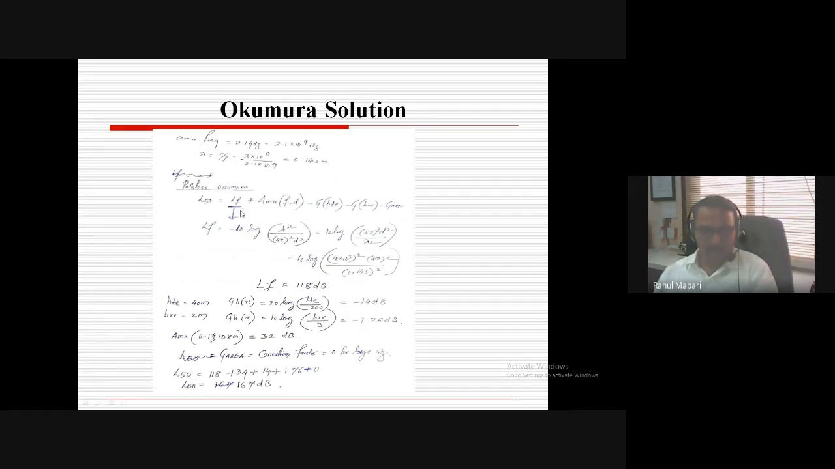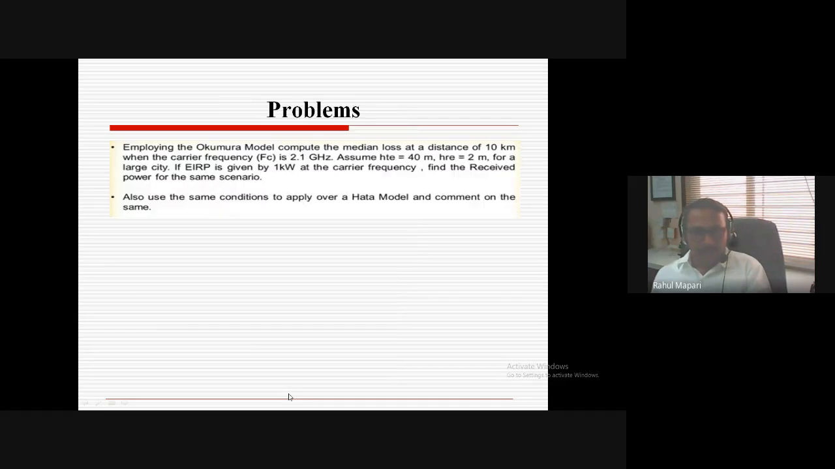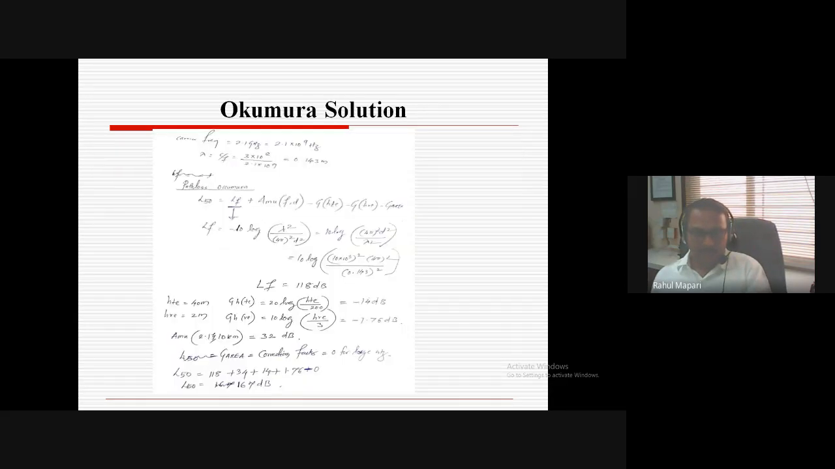Now we know the LF value, AME value, GT, GRE value. We put all these values in this equation and it gives the L50, meaning the median loss. Median loss is equal to 167 dB. Now, find the received power. Okay, we have L50.